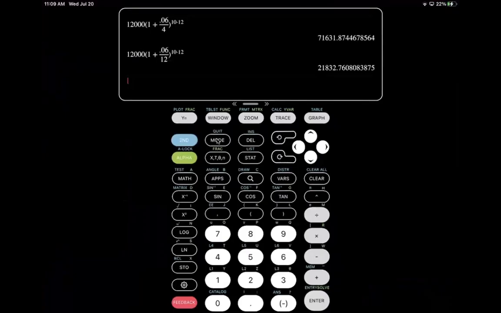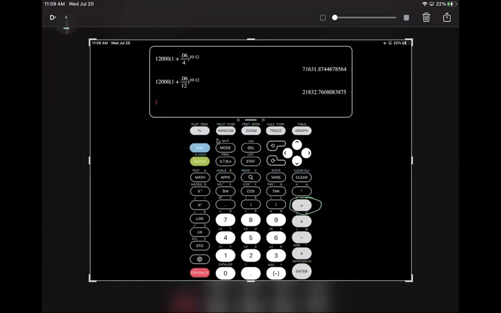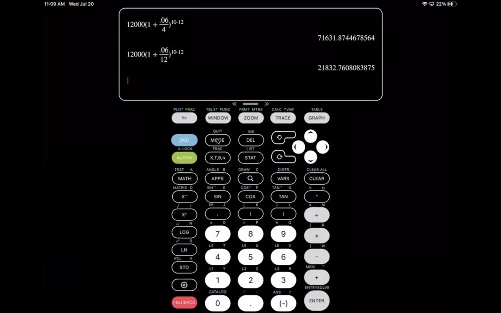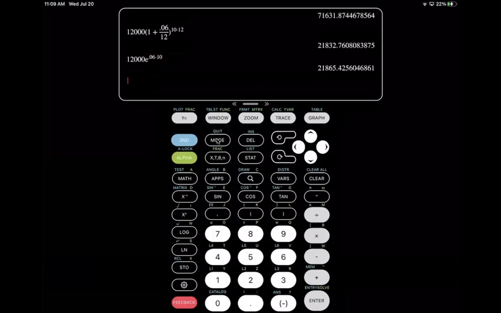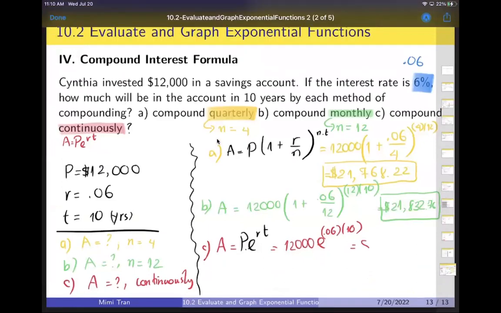Now let me show you E. E is right here. All you have to do is press second and then the division key. So 12,000 first, and then second, E to the 0.06 times 10. 21,865.43. So 43 cents.